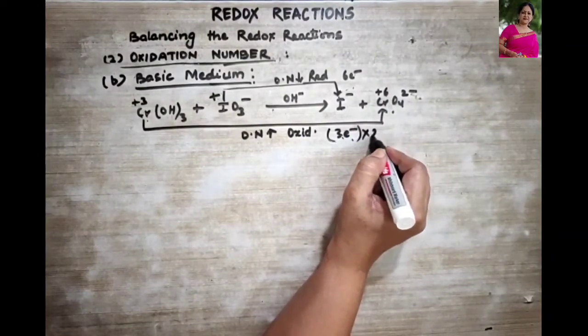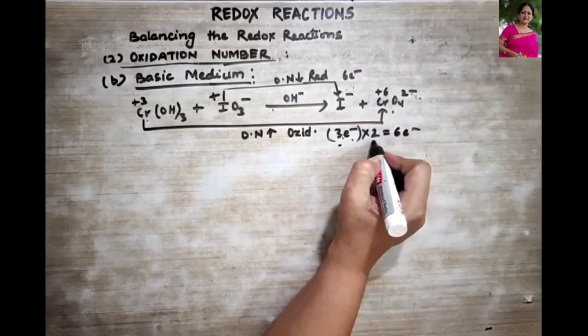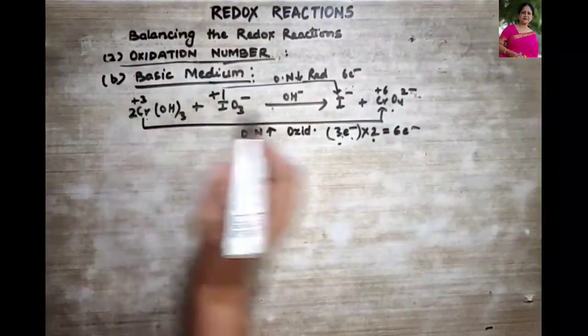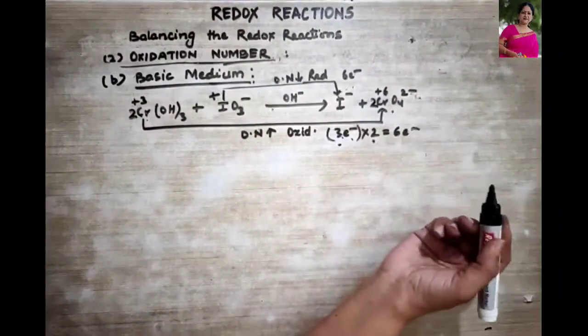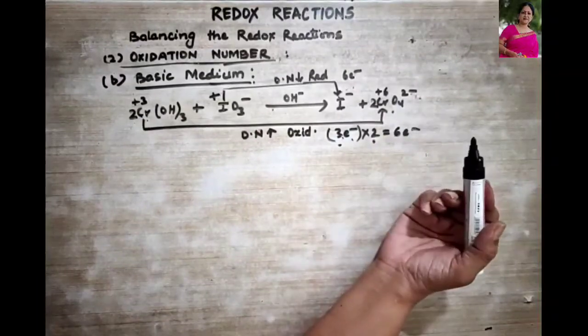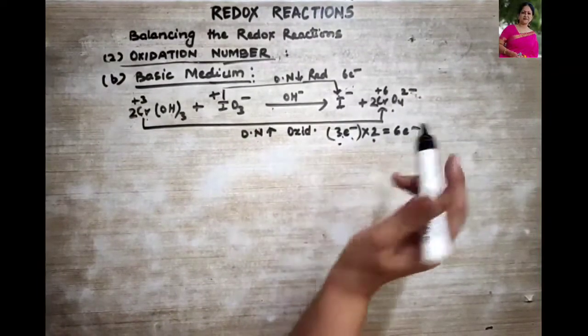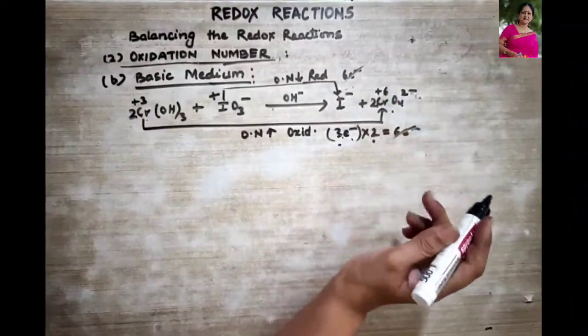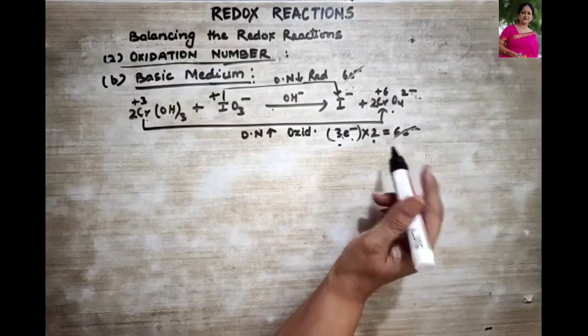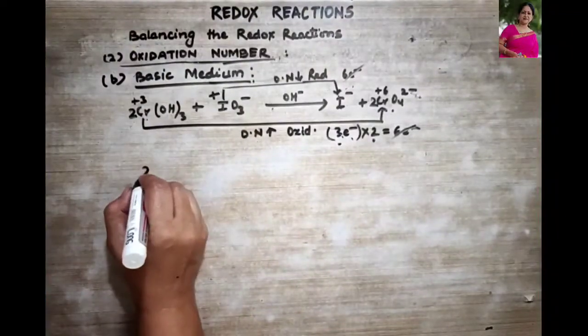We will multiply it with 2 to make it 6 electrons. To multiply it with 2 means chromium has to be multiplied with 2 on both sides. That means we get 2 chromium atoms on this side and 2 chromium atoms on the other side. Clear? Now 6 and 6 get cancelled. Okay, so now let us write down this equation and see whether it is balanced.